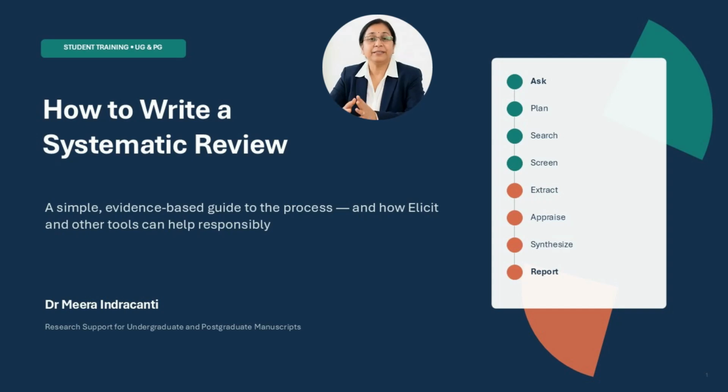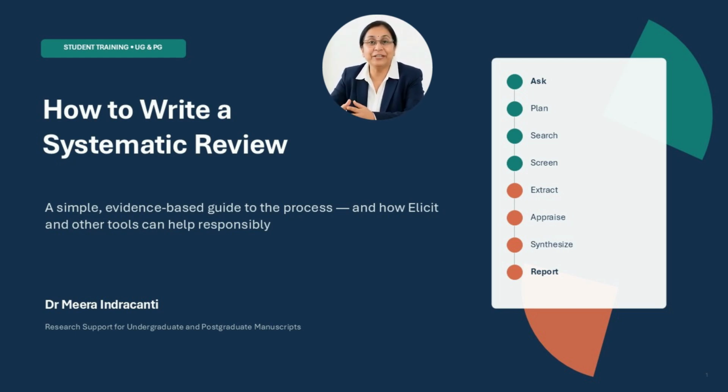Hello everyone. In this lesson, we will learn what a systematic review really means, how students should plan and write one, and how tools such as Elicit can support the work. The most important message is that a systematic review is a research method, not simply a long literature review. It follows a planned, transparent, and reproducible process.